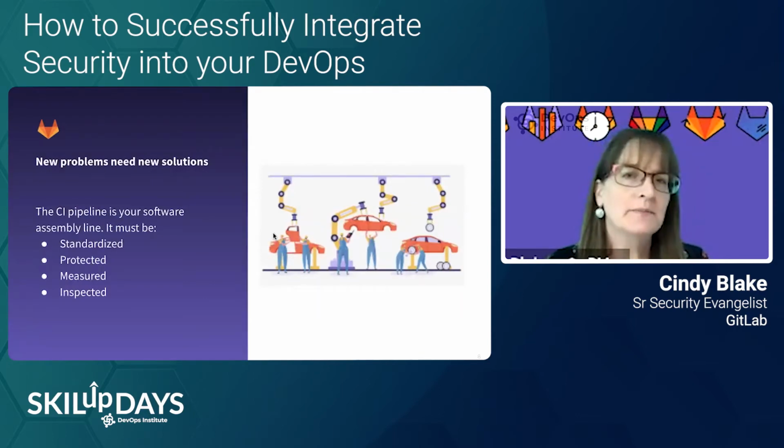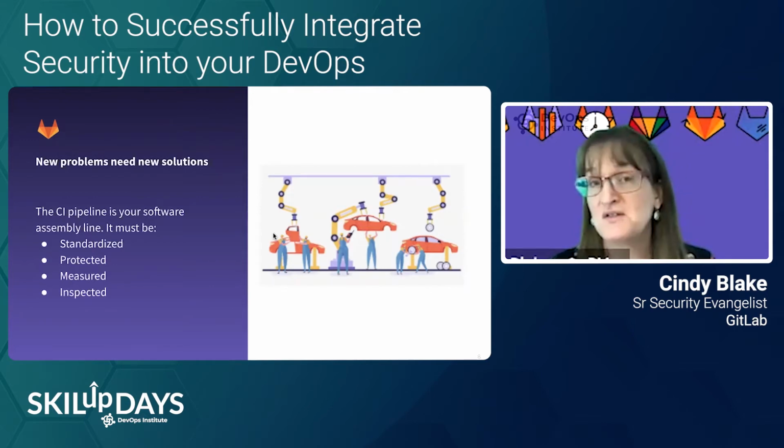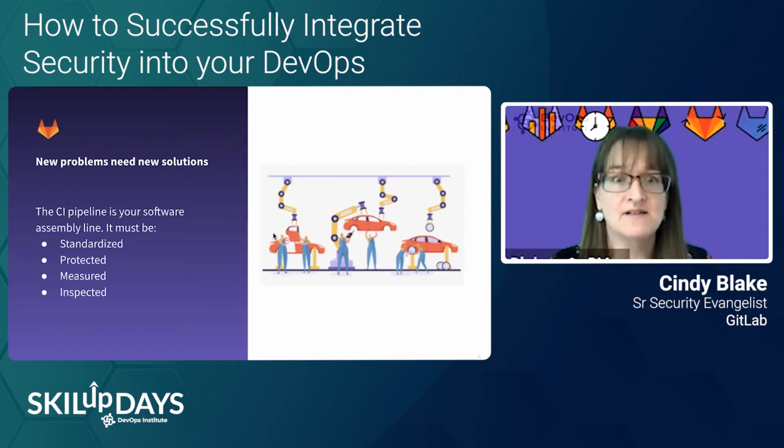You know, as I mentioned, new problems need new solutions. And the CI pipeline is really that new frontier for the security person. It is your software assembly line. It needs to be standardized, protected. If you had an assembly line of cars, you wouldn't let just anybody off the street come in and throw whatever they wanted to on it. You need to protect that assembly line. You need to measure it so that you can improve it. And you need to inspect it and make sure that you've got that end-to-end visibility into who changed what, where, when.